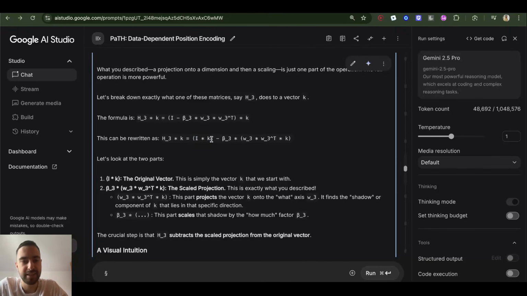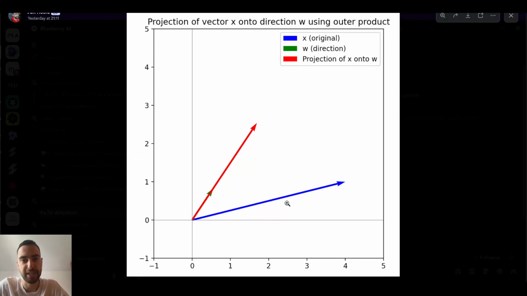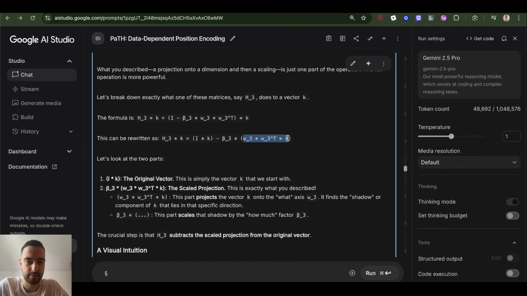So this will give us the key matrix itself, because this is identity. So this will just be K. And here we have beta times this projection of the K, which is the key matrix, onto this direction W. So this is the projection of the K matrix onto the direction W. Projection of the key vector, not matrix, onto this direction W, which is this green direction, and this red is the projection. So this red is what you get when you multiply this.